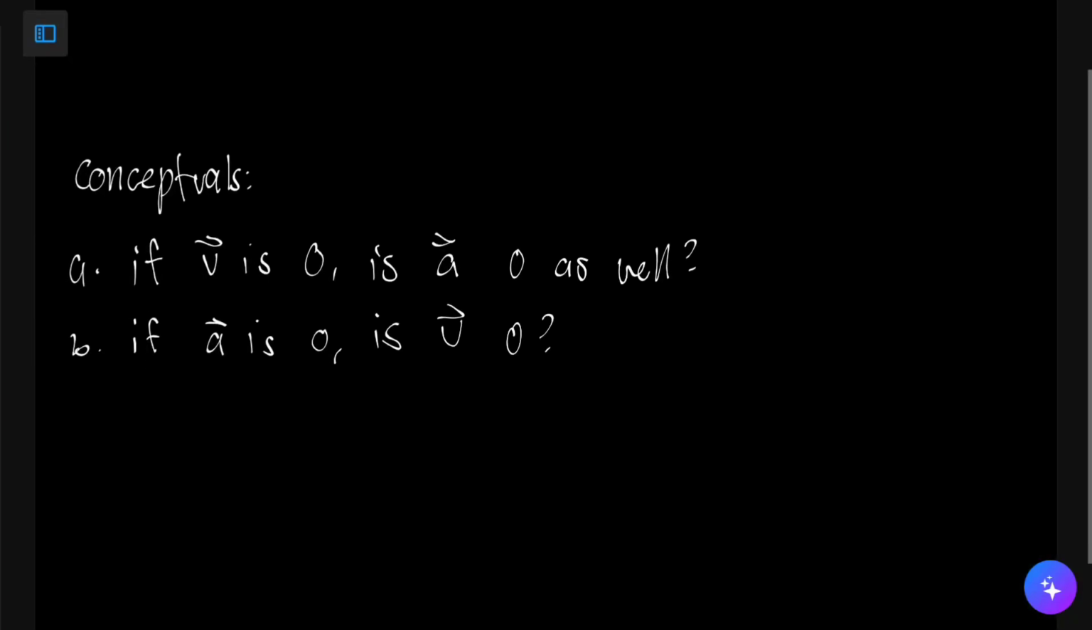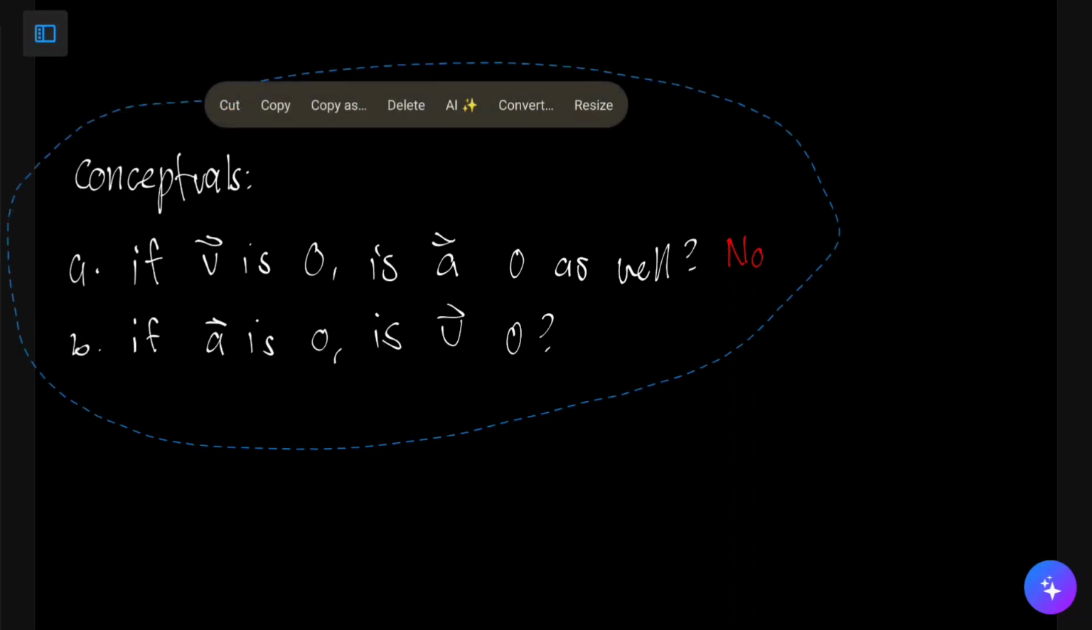So, conceptuals, let us ask this. If your velocity is equal to 0, is your acceleration equal to 0 as well? And if your acceleration is equal to 0, is velocity equal to 0? So the answer for this is no. So number 1, or letter A. Why is it no?